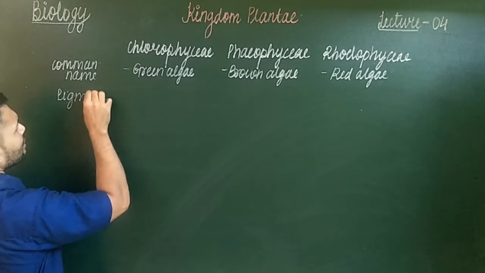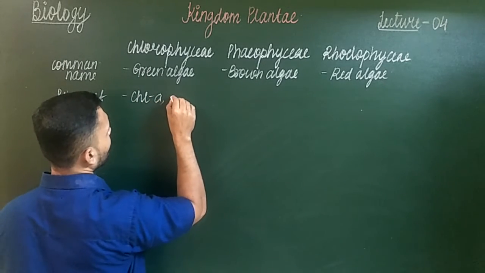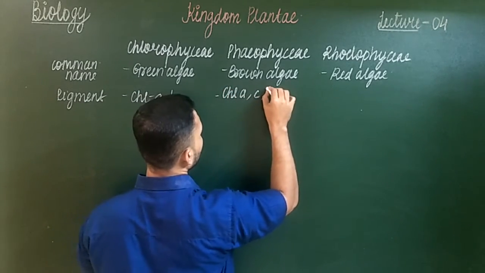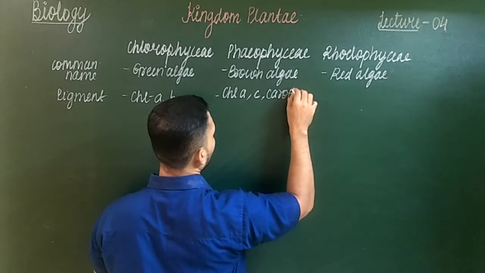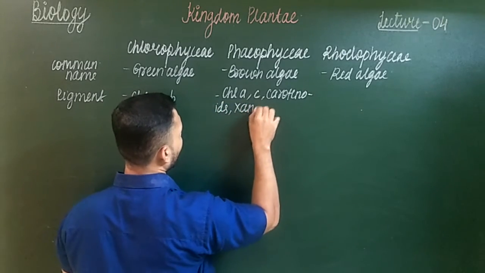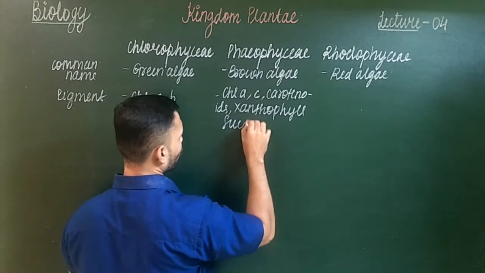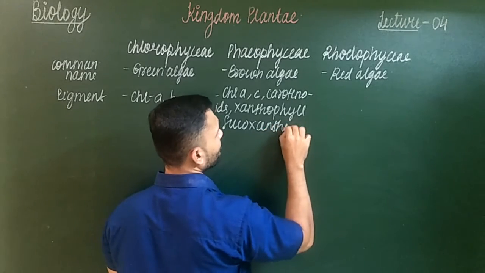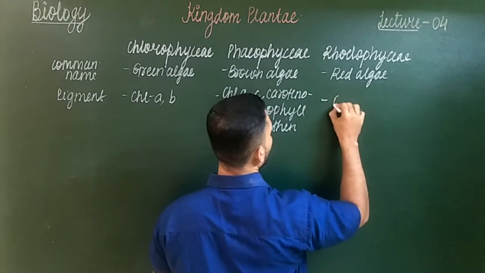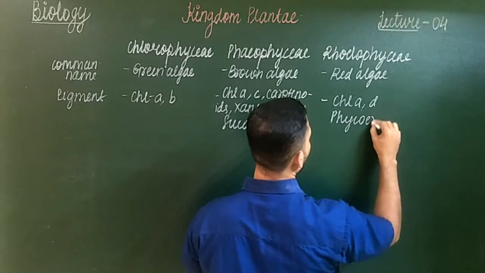ठीक है, generally the pigments carried by the Chlorophyceae members are chlorophyll A and chlorophyll B. Over here it is chlorophyll A and C with carotenoids, xanthophyll and fucoxanthin as the main photosynthetic pigments that you will find in the brown algae. And the last one you will find is chlorophyll A, chlorophyll D and phycoerythrin.